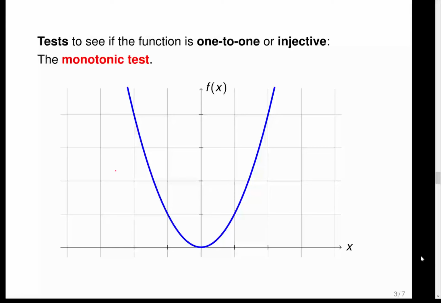Here, the function f of x equals x squared is decreasing at certain places and increasing at others. Specifically, the function is decreasing for all the negative x values and increasing for all the positive x values. Thus, it fails the monotonic test, confirming once again that the function is not one-to-one. But notice when we restrict the domain, the function does become one-to-one, since the graph is now either always going up or always going down.